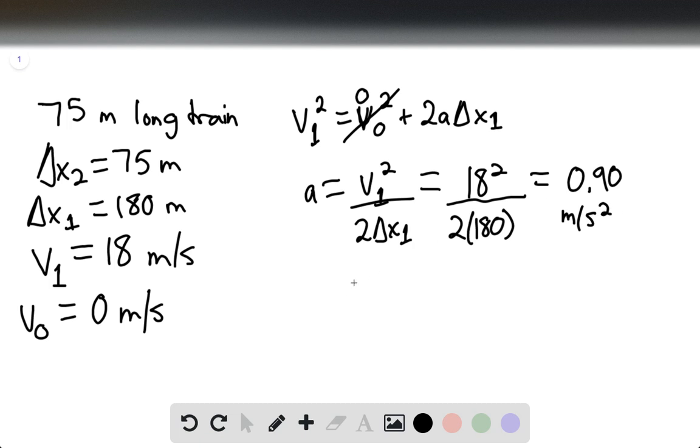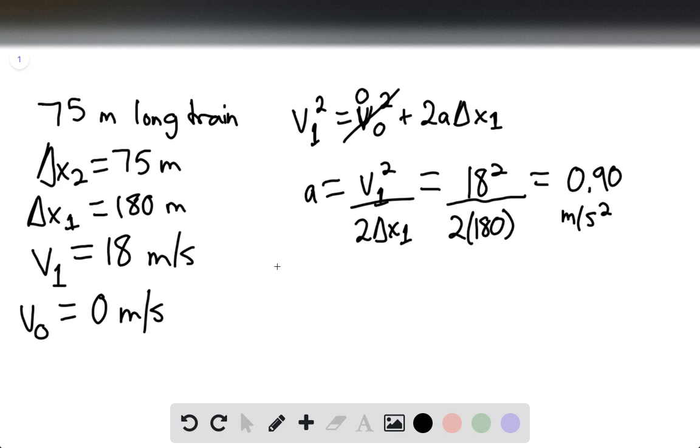The question is asking us, what's the speed of the train as it passes the railroad worker, as the last car passes the railroad worker? So the speed of the train when it first reaches the worker is 18 meters per second, but it's still accelerating. So it's still accelerating for 75 meters before the last car reaches the worker.